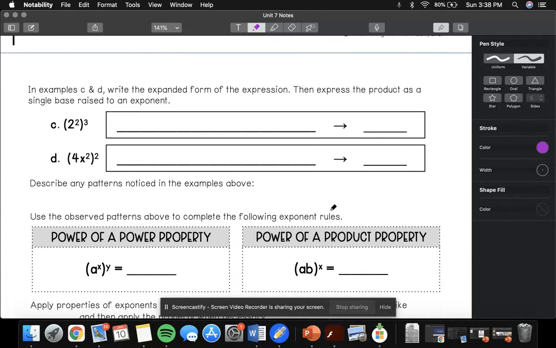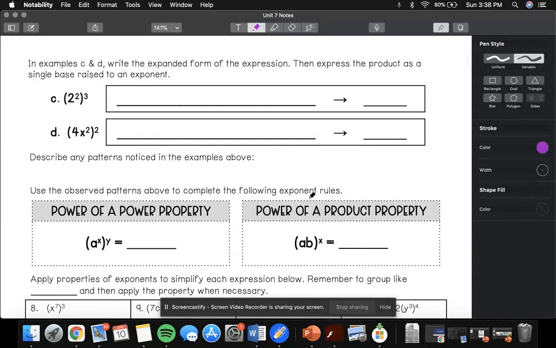All right, so this is still a different way of simplifying exponents. So we're going to expand this out to just kind of understand this and then see if we can simplify it. So this c, we have 2 to the 2nd, and that's being raised to the 3rd power. So I'm going to first write what we're talking about. We're talking about 2 to the 2nd. So 2 to the 2nd means 2 times 2. Okay? And this base right here, 2 to the 2nd, is being multiplied by itself 3 times.